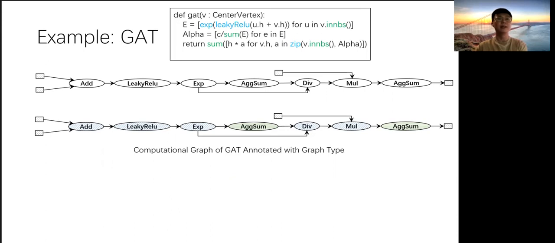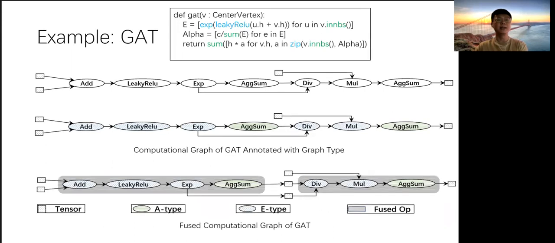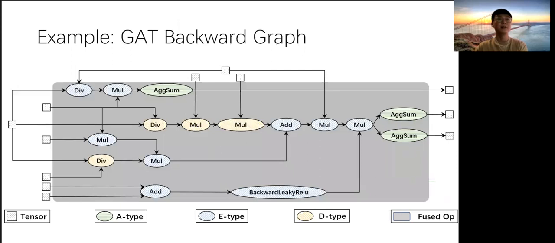Leaky ReLU only takes input from the add operation. Therefore, its graph type is also E. We denote the sum operator's graph type as A, which stands for aggregation. Then the operator fusion optimization fuses the computational graph into two operators marked in gray region. Please refer to our paper for details of the fusion algorithm. This is the optimized backward graph of GAT. The whole computational graph can be fused into a single kernel.